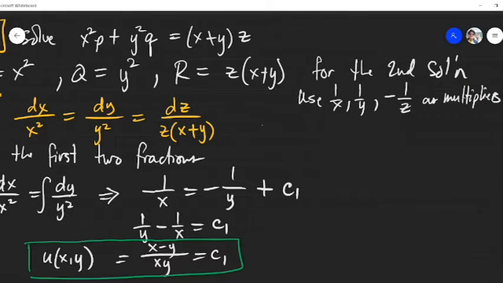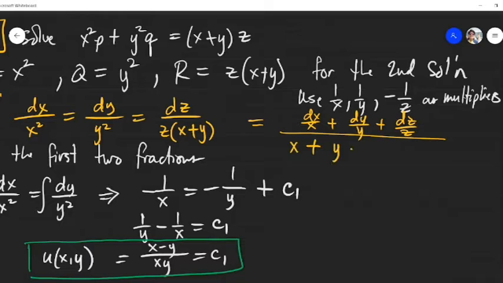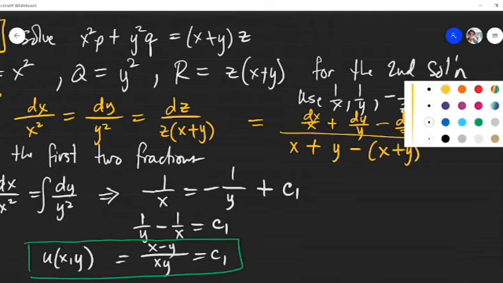So the new ratio would become dx over x plus dy over y plus dz over z, all over x plus y, then minus, since we divide by negative. And don't forget, this should also be negative, because we have a negative 1 over z, minus the whole expression of x plus y.